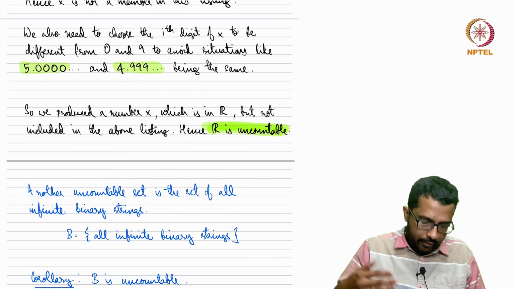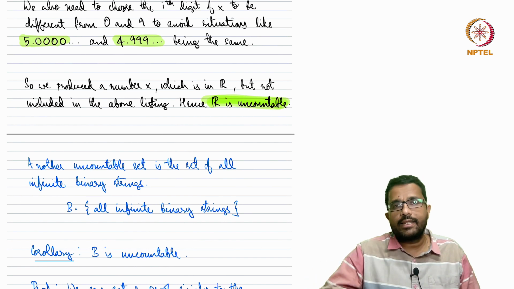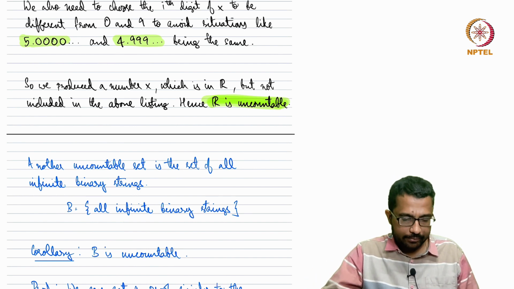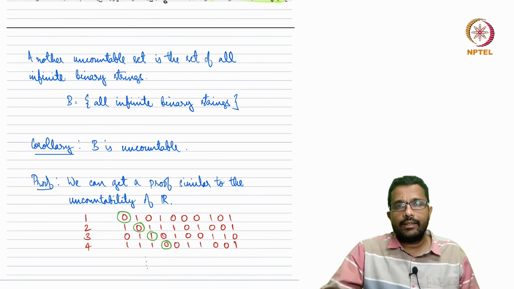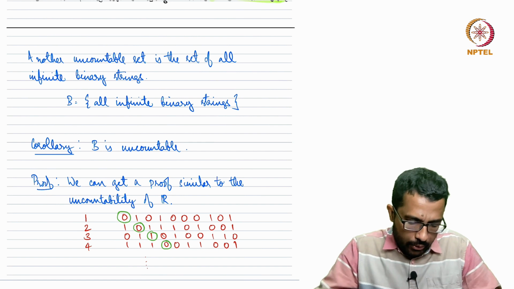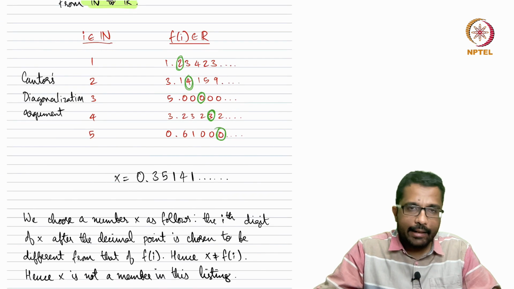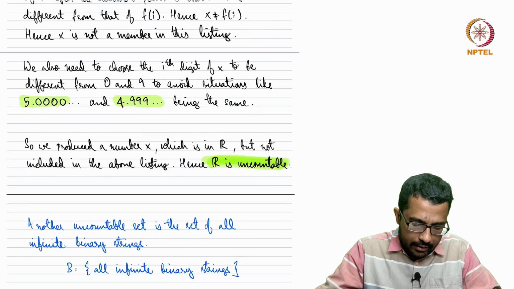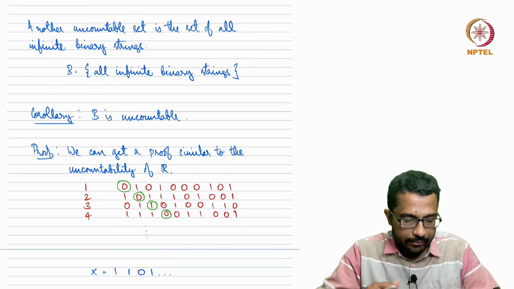Now we'll move further ahead. We'll see more sets that are countable and uncountable as we build towards the theory of undecidable languages. Just like we saw R by using this diagonalization argument, we'll see another set which is uncountable.